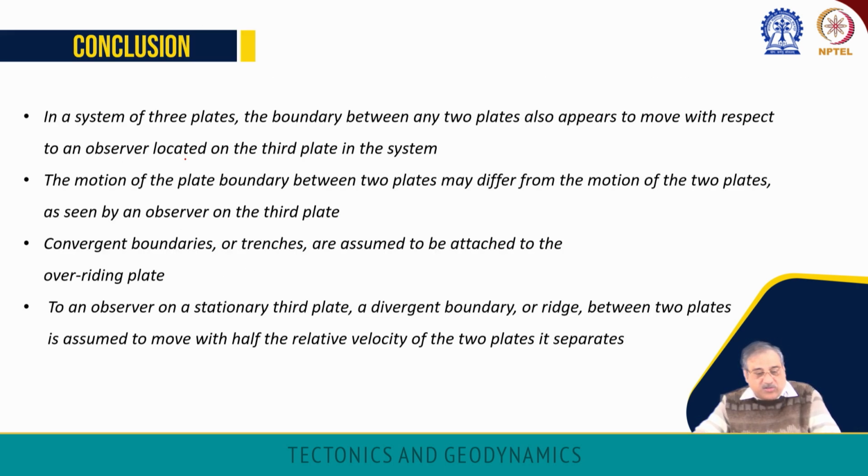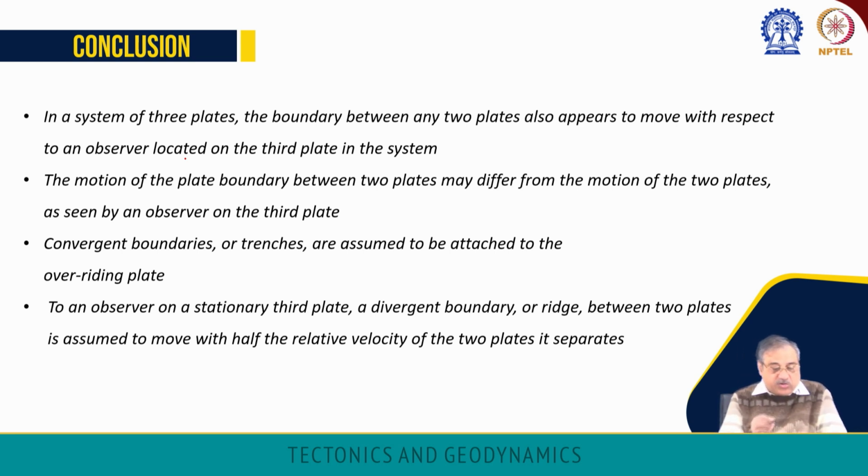For this class then, let's think of the conclusions that we can draw from this lecture. If you have a system of three plates, the boundary between any two of these plates also appears to move to the observer who is located on the third plate in the system. The observer is on the third plate, so that is essentially considered stationary. So the boundary between the plates may also appear to move. The motion of the plate boundary may differ from the motion of the two plates, so it may not be the same as the motion of either plate as seen by the observer on the third plate.